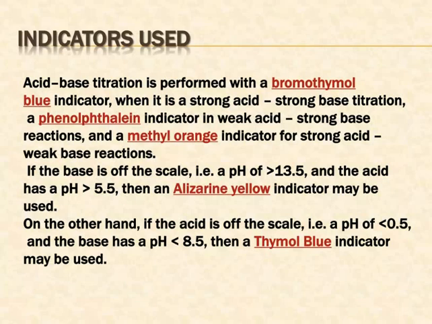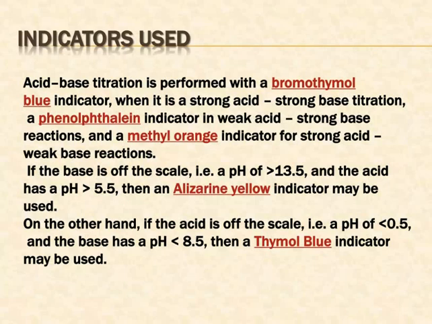Indicator used: acid-base titration is performed with the bromothymol blue indicator when it is a strong acid and strong base titration. A phenolphthalein indicator is used for a weak acid and a strong base reaction, and methyl orange indicator for a strong acid and weak base reactions.